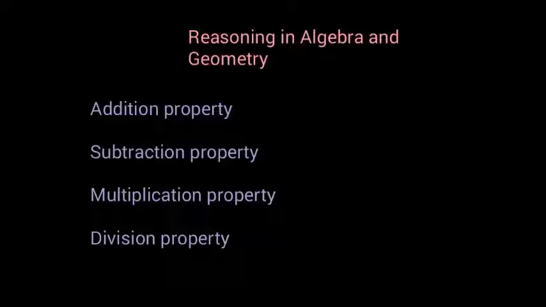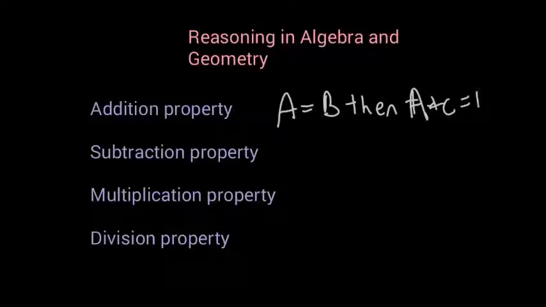Hi, we're going to talk about reasoning in algebra and geometry. So we're going to start with the algebra ones. Most of these you should remember from your algebra course. The addition property simply is: if A equals B, then A plus C equals B plus C. So you can add the same thing to both sides and you'll still get a true statement. They'll still be equal. Subtraction, same thing.